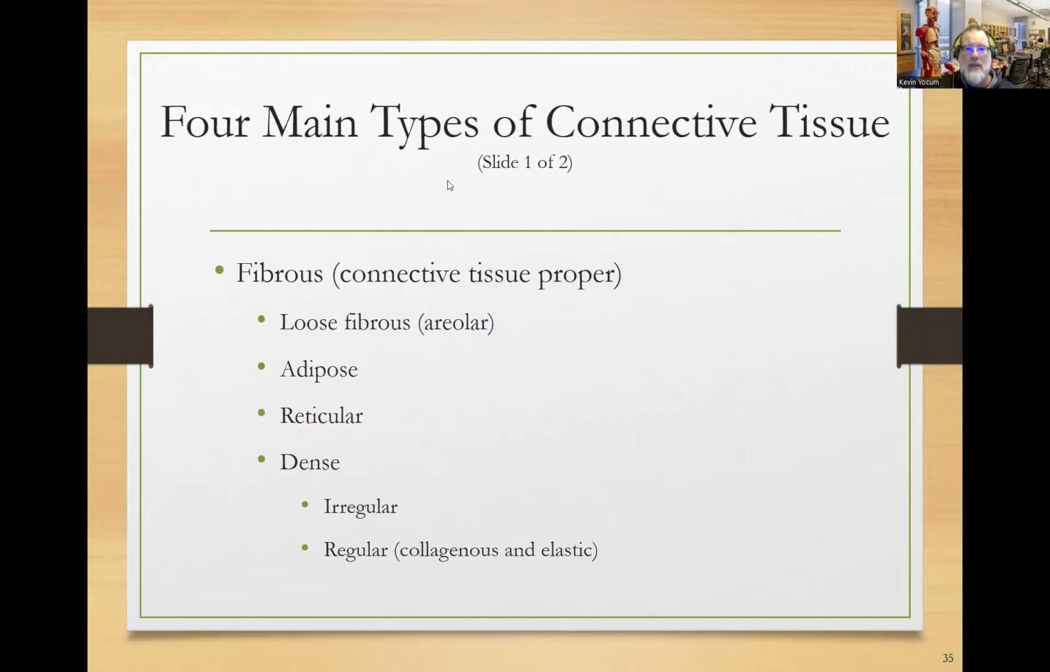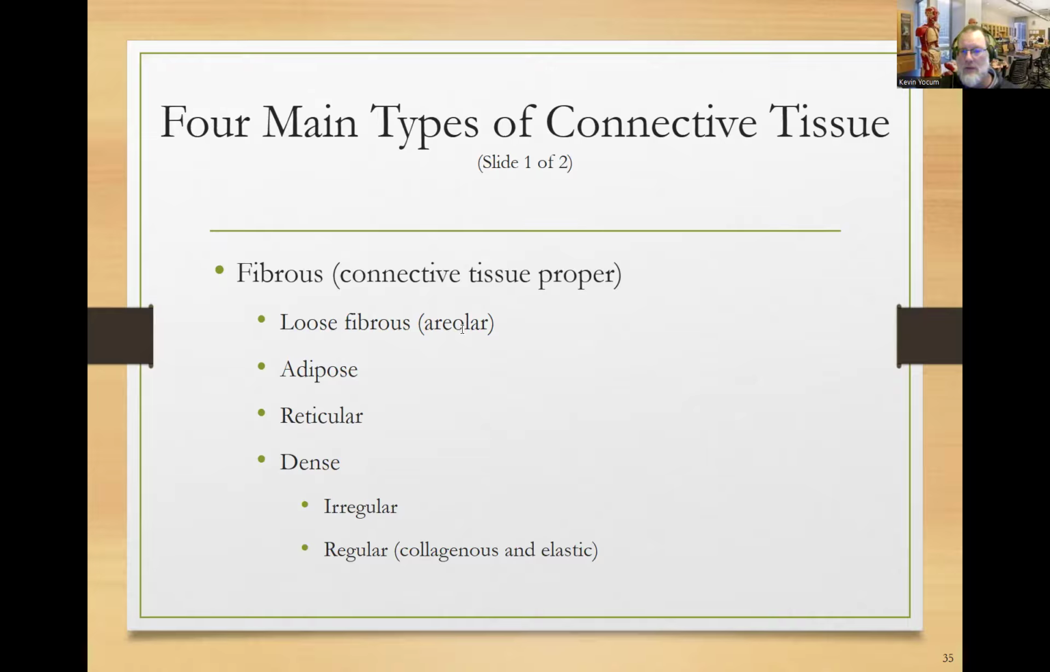Okay, cells in a matrix. We're going to see four main types of connective tissue, and these are mainly classified based on the fibers involved. So, are there any fibers, or how many? How are they arranged? That's oftentimes what we see. Fibrous connective tissue is your connective tissue proper. When we talk about connective tissue, we're typically talking about fibrous connective tissue. So that means fibers are going to be involved.